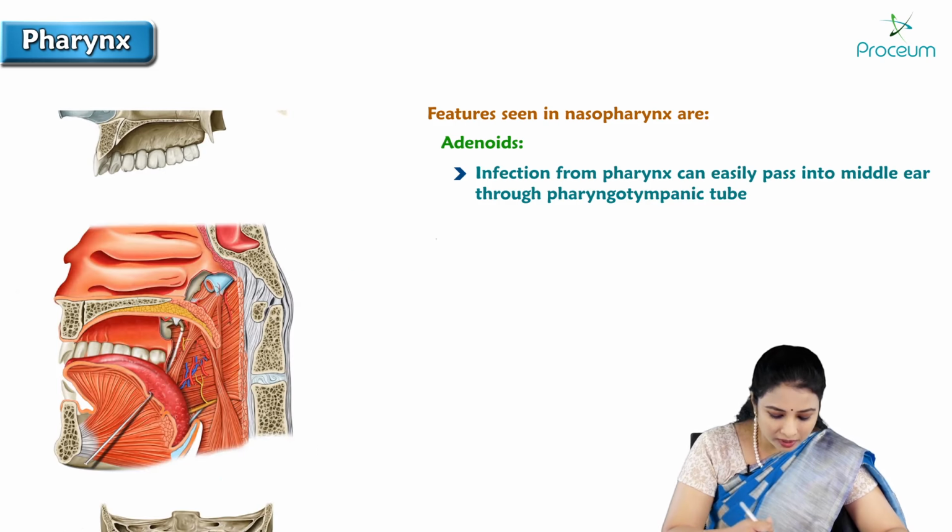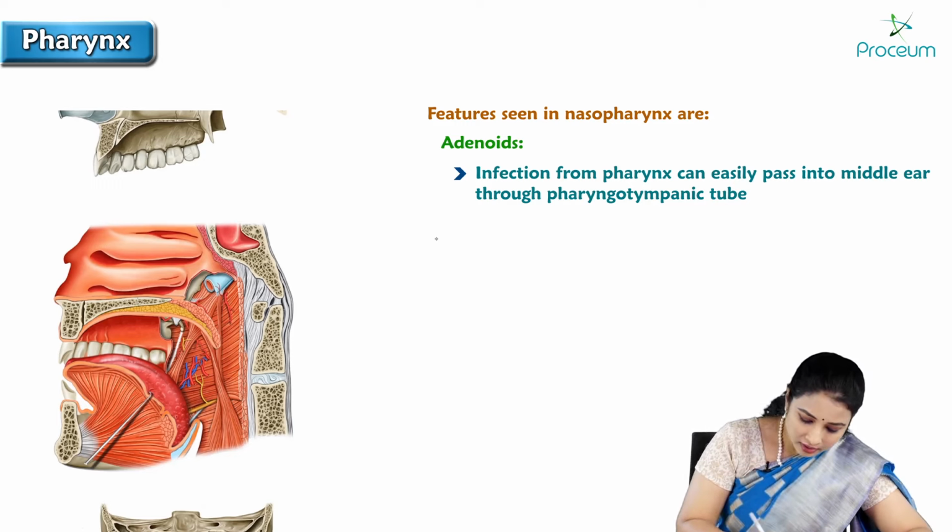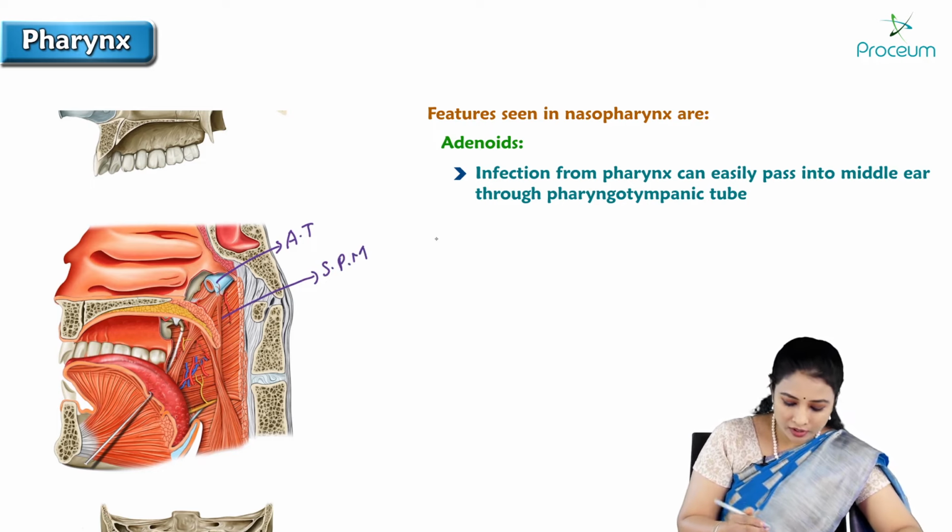So here is the image where the mucosa of the nasopharynx is removed, exposing the deeper structures, which is the auditory tube, and we can see the salpingopharyngeus muscle, which makes a salpingopharyngeal fold.